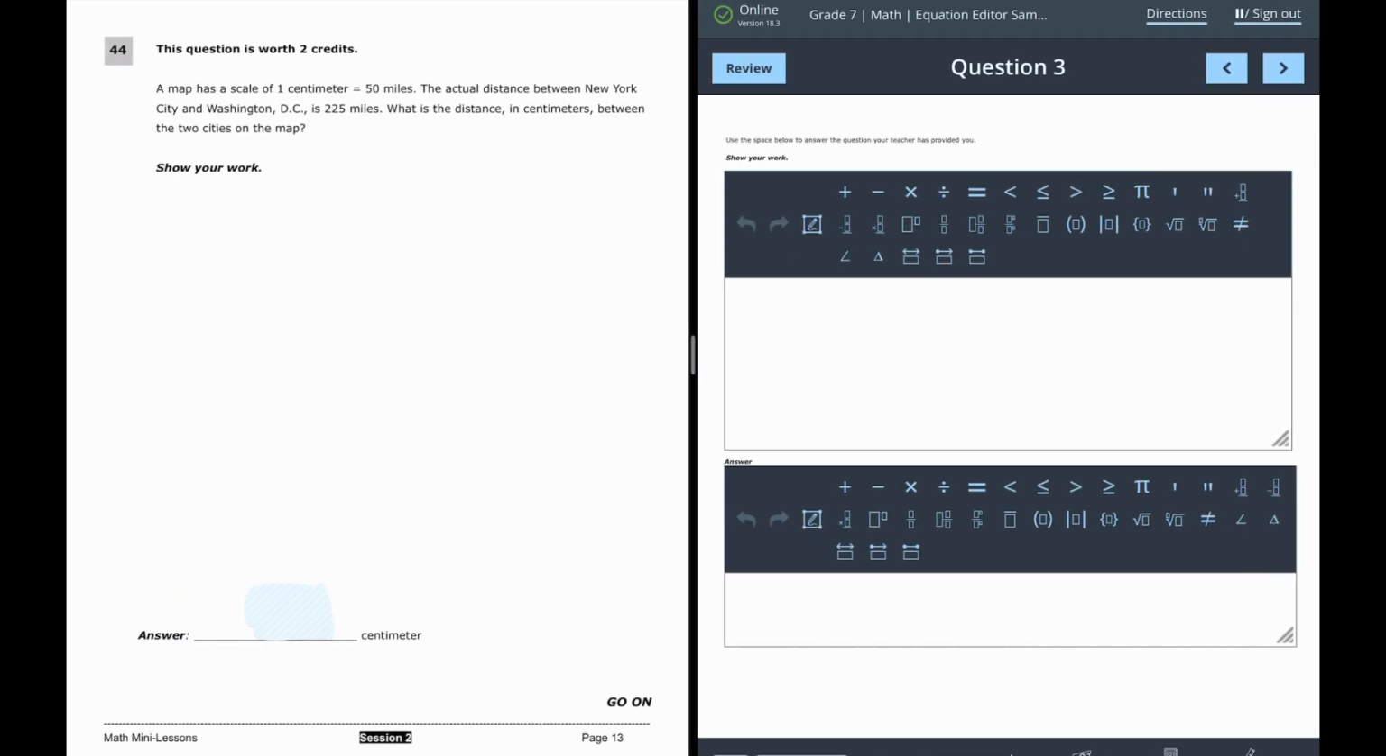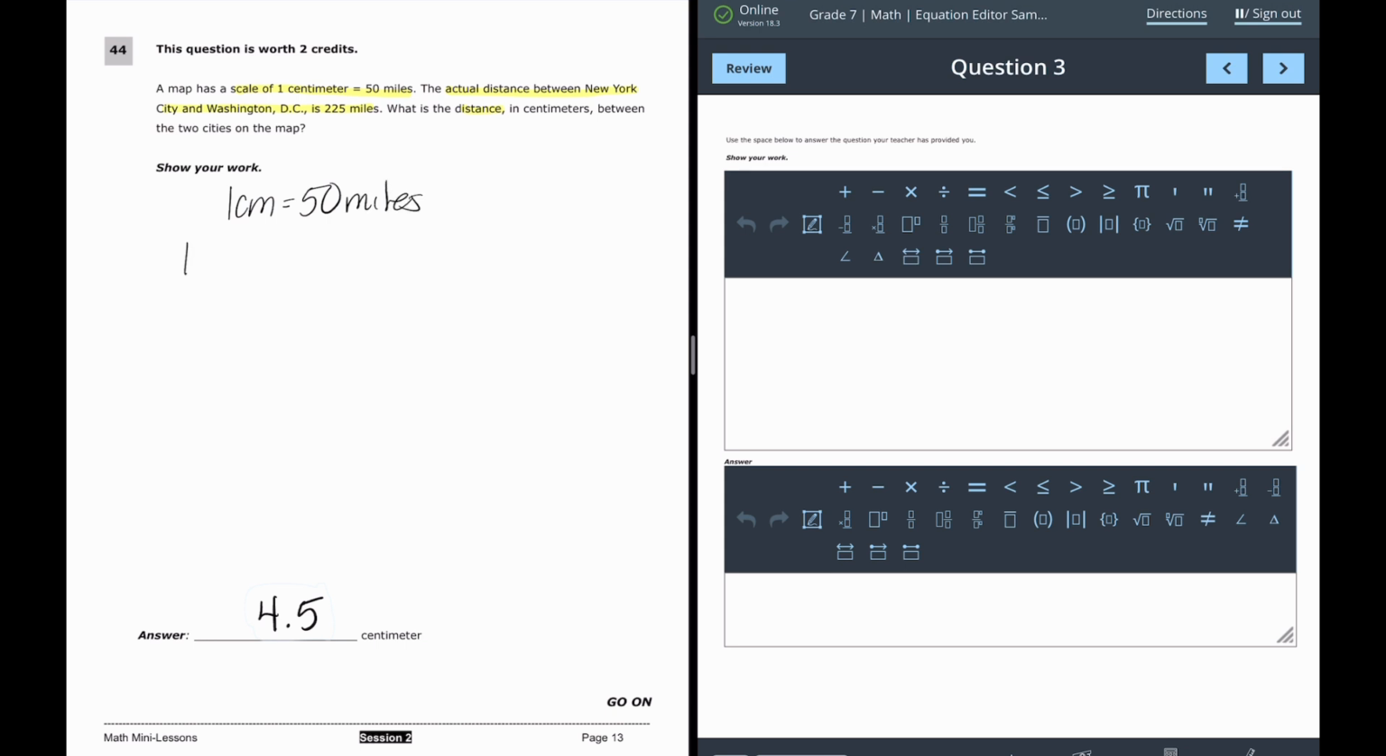Here's our next 2-point problem. It's another one where I have to show my work and give an answer. The answer to this is 4 5/10 centimeters. So let's break it down. The map has a scale of 1 centimeter is equal to 50 miles. The actual distance between New York and New York City is 225 miles. What is the distance in centimeters between the two cities? All right, so I have a ratio. I have 1 centimeter is equal to 50 miles.